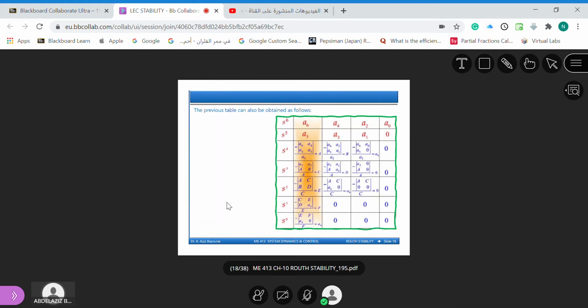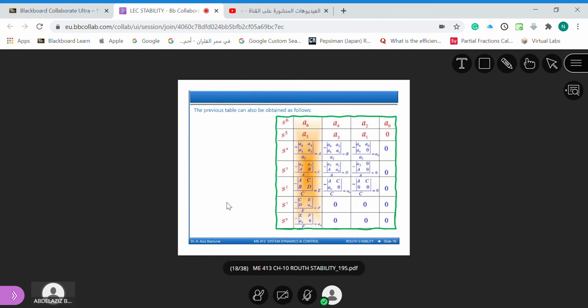This is also the way to calculate the coefficients for the previous table. We can say determinant, only the determinant of this one over A5. B will be the determinant of the coefficients between this and this and this and this, divided by the pivot. Here, the determinant will be only between A6, A0, A5, A0. And this one here will be the determinant of A5, AE, A5, AB, and then C, and so on.